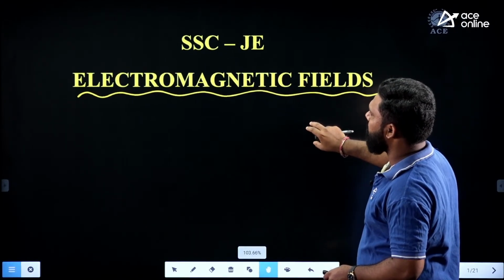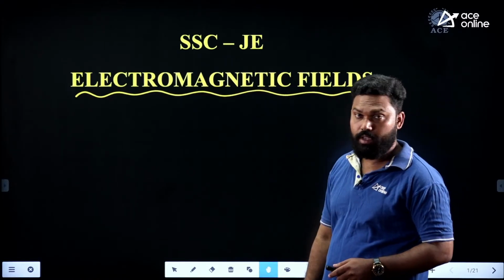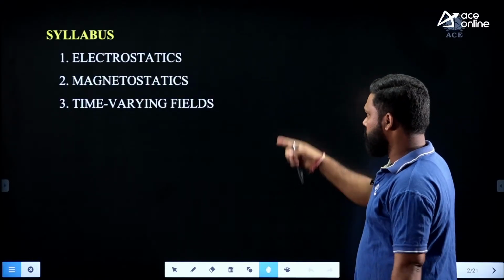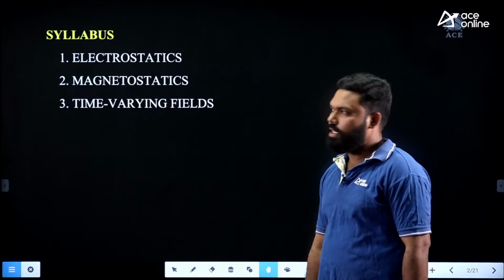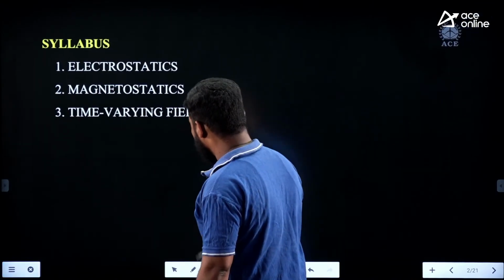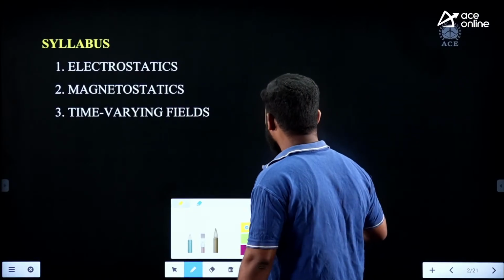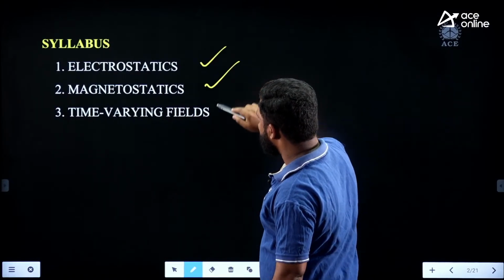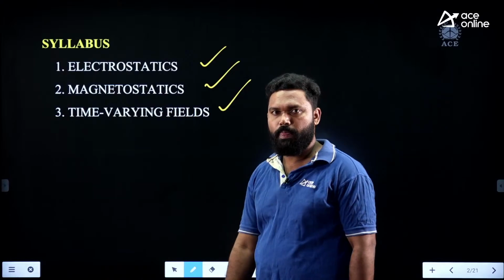You can take them as a part of your physics also. Fine. So let me turn the page here. So this is the syllabus. Fine. So electrostatics, magnetostatics, and then time varying fields. Electrostatics, magnetostatics, and time varying fields.